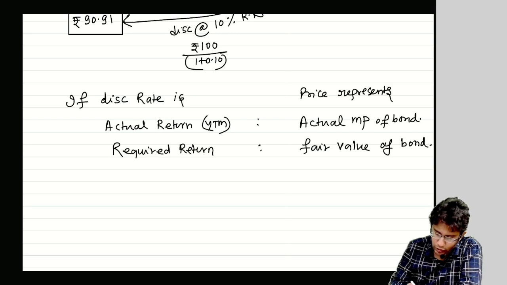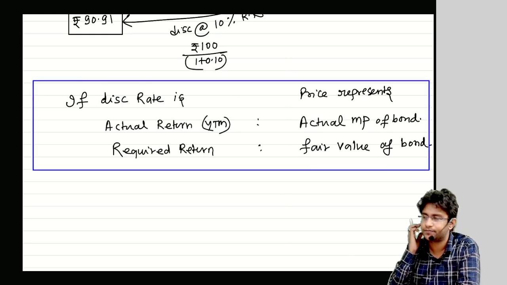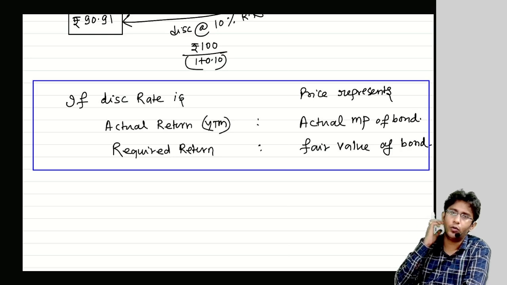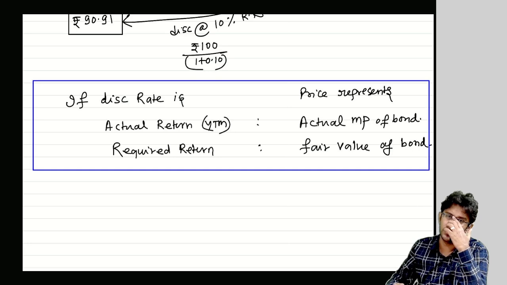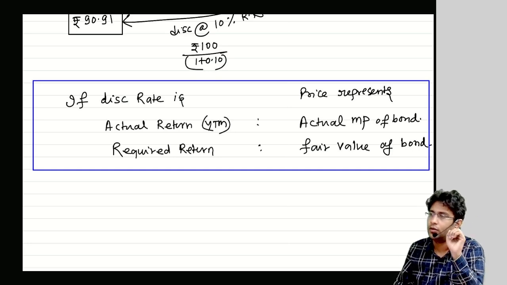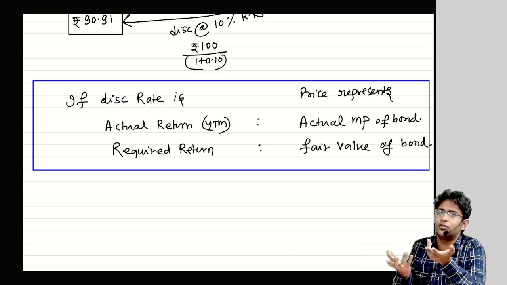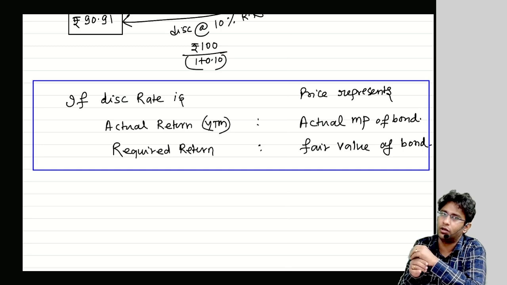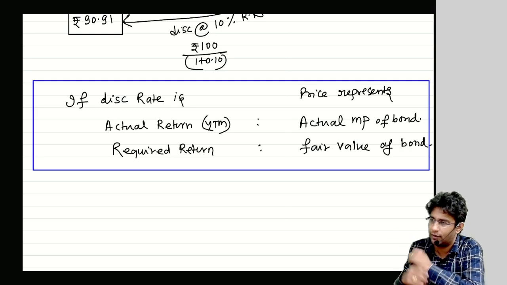So you should be careful with all the simple concepts, but very small concepts, very powerful observations. Who is your discounting rate? Sir, my discounting rate is RR. Your present value is called a fair value. Discounting rate is YTM, actual return, actual price. Sir, how to remember? Simple. Actual return, actual price. Required return, fair value.